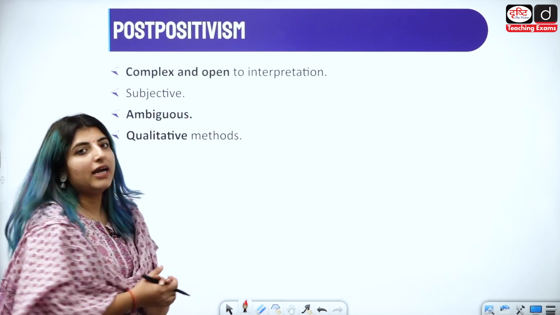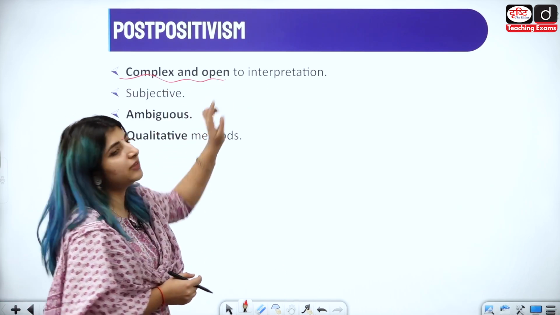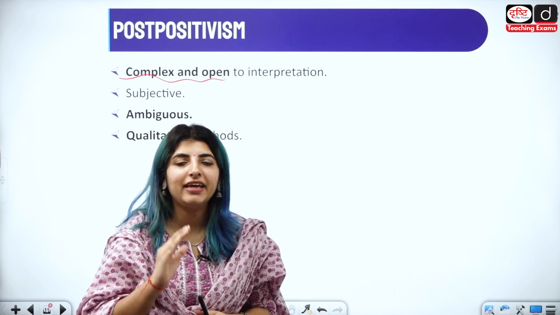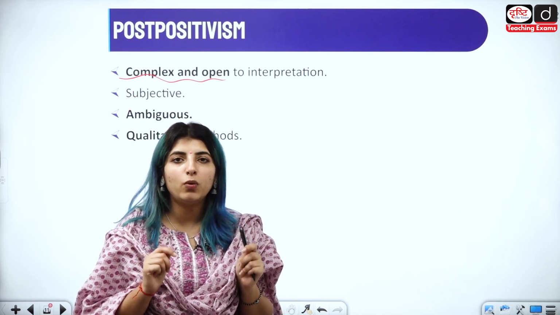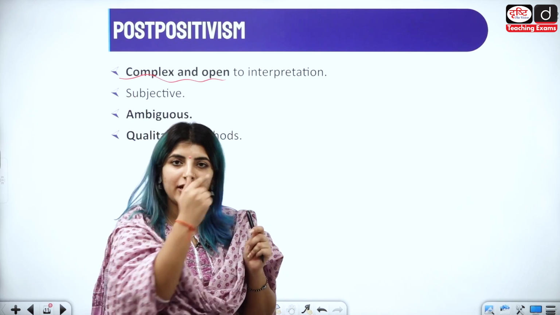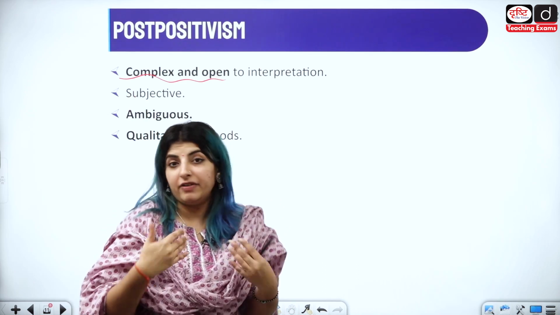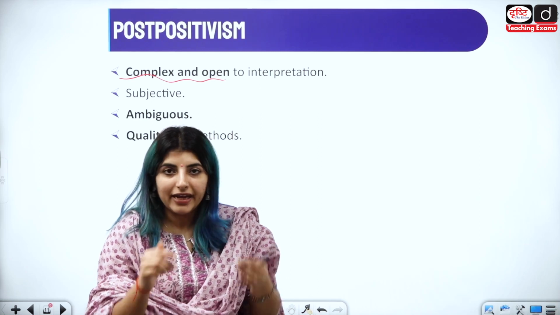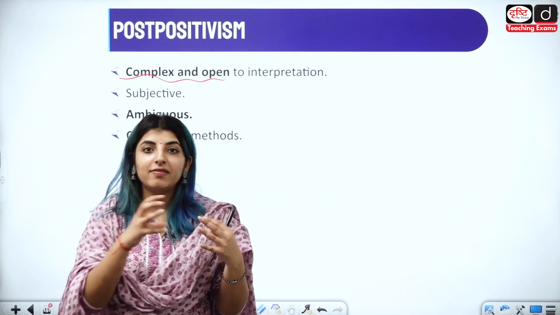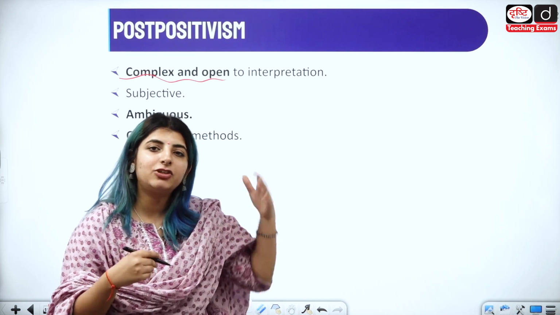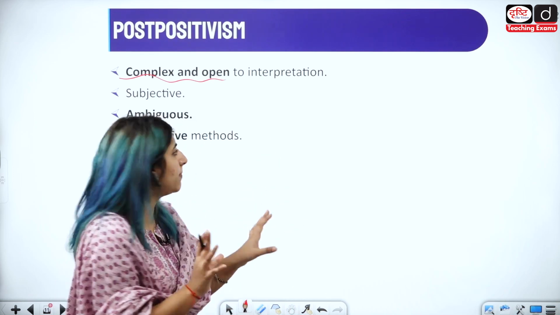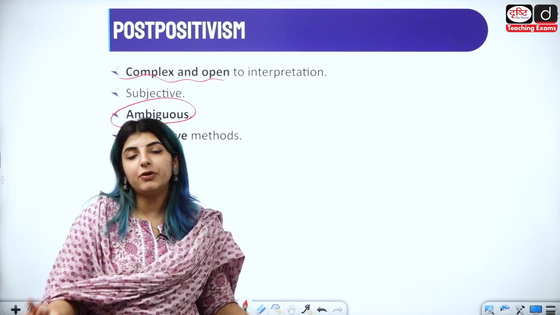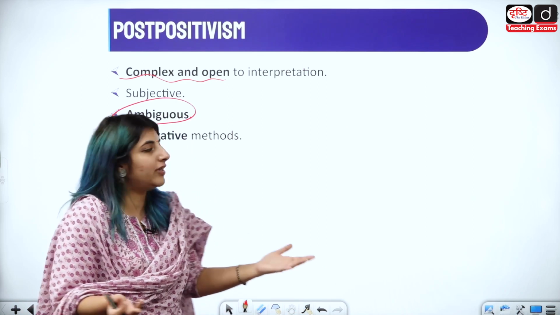So moving forward, the other characteristics: post-positivism says that the world is complex and open to interpretation. You can interpret anything. If I pick up a paper right now and draw a bee on it, and I am standing in front of a mirror, that bee would appear to me as the alphabet D. Right? So open to interpretation, subjectivity is coming. You can, as a researcher, be involved in a post-positivist approach because your reality is ambiguous. You are not sure that only one reality exists. There are multiple realities which are existing for that matter. You never know of that, right?